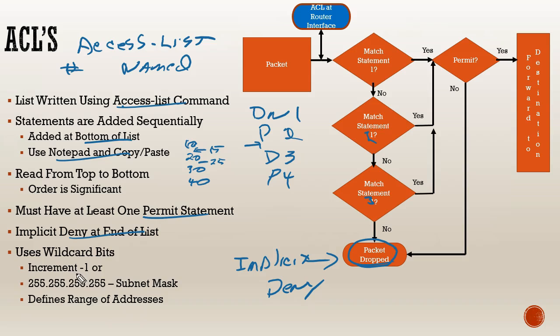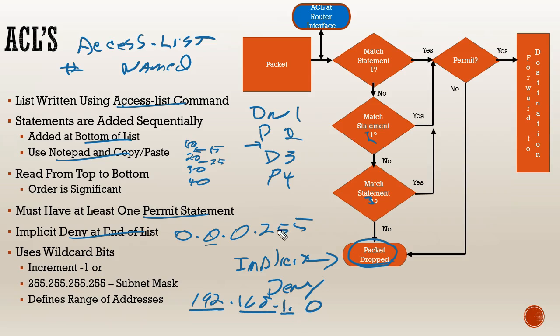We use wildcard bits. The increment, or the 255.255.255 subnet mask, defines a range of addresses. The increment minus 1, or 255.255.255 minus a subnet mask, is going to give us the wildcard bits. A wildcard bit is written like 0.0.0.255. What that tells us, if we're looking at denying or permitting an entire network, the 192.168.1.0 network, is that the zeros say check to see if it's 192. A 0 says check to see if it's 168.